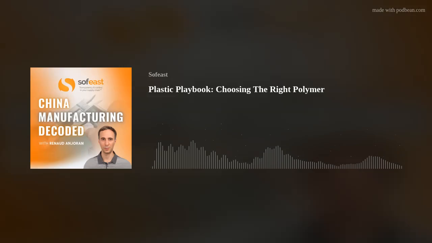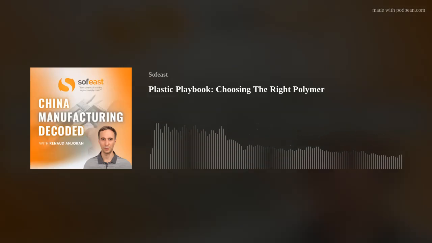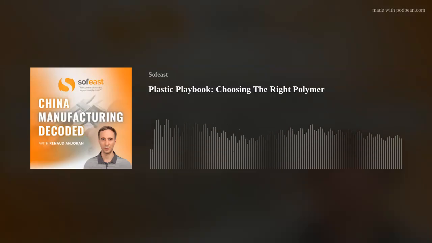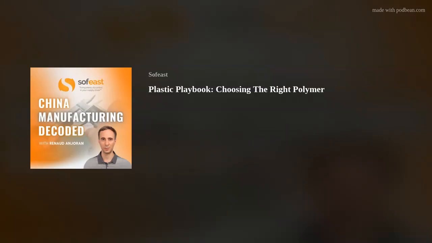Would you say that choosing components made from POM, for example, would be cheaper than having them made from machined metal?